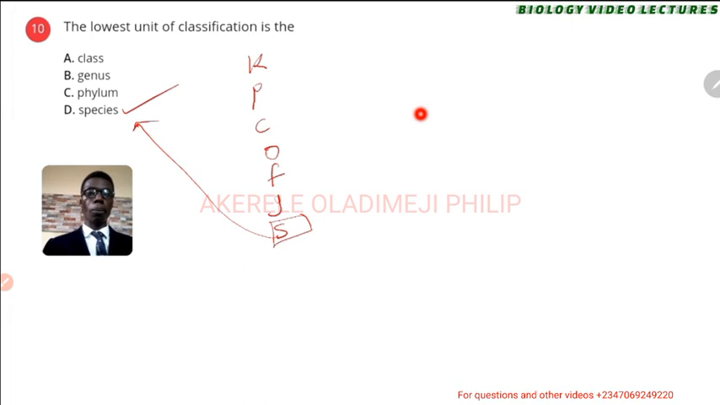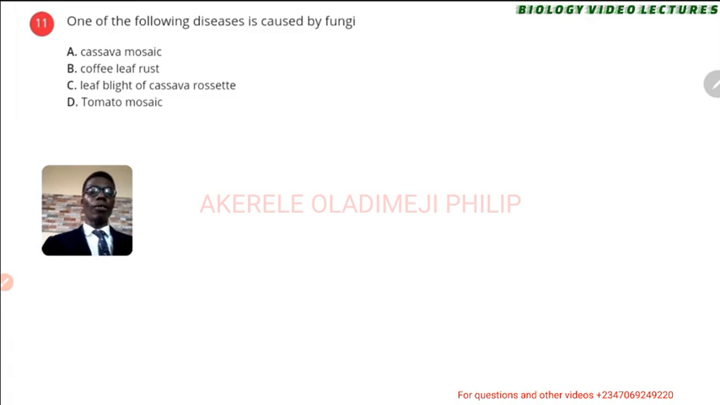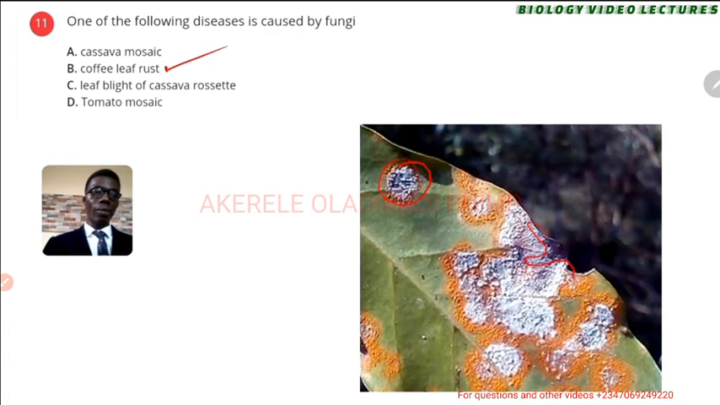One of the following diseases is caused by fungi. Well, anytime you see the word mosaic, these two, they are caused by viruses, so those ones are ruled out. Leaf blight of cassava is caused by bacterial infection, so to say. It's a bacterial infection. So the answer is coffee leaf rust. This is caused by fungi, and it's going to look like this in the plant. This is a terrible thing affecting photosynthesis and production of food in this kind of plant where it is found. So this is coffee leaf rust caused by fungi. Well, cassava mosaic and tomato mosaic are caused by viruses, while the leaf blight of cassava rosette is caused by bacteria.